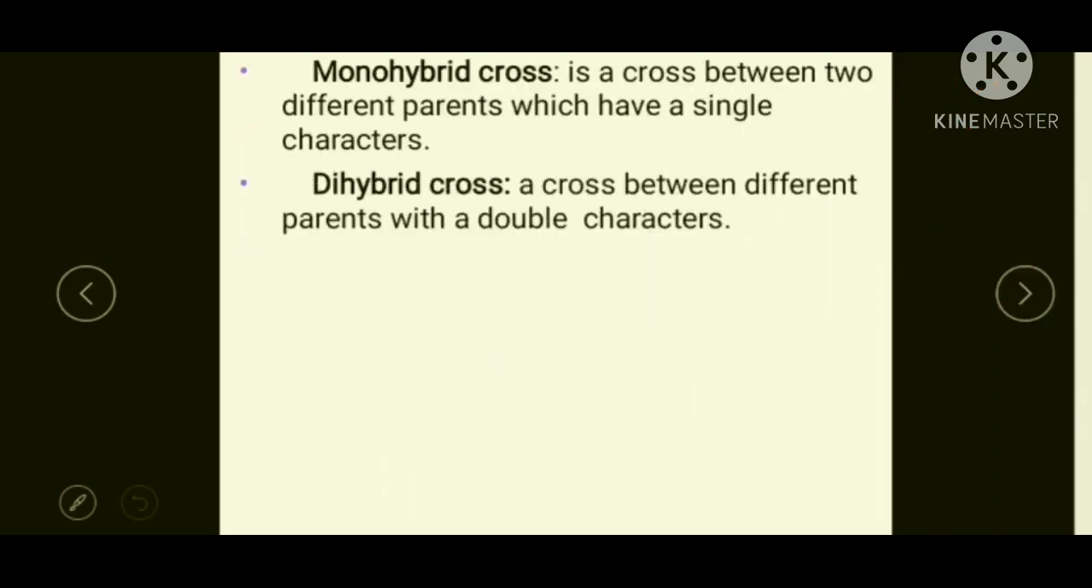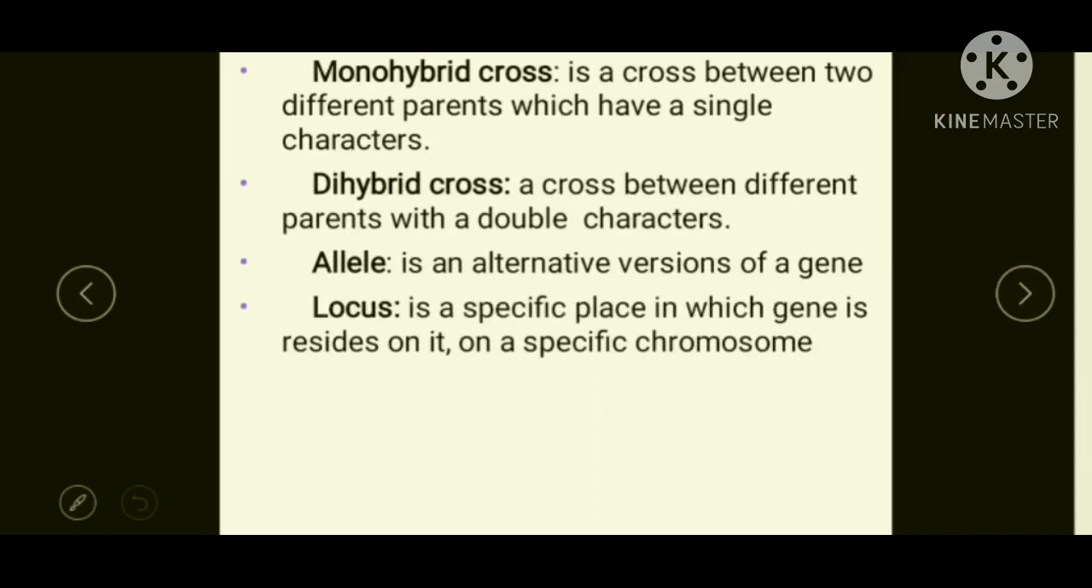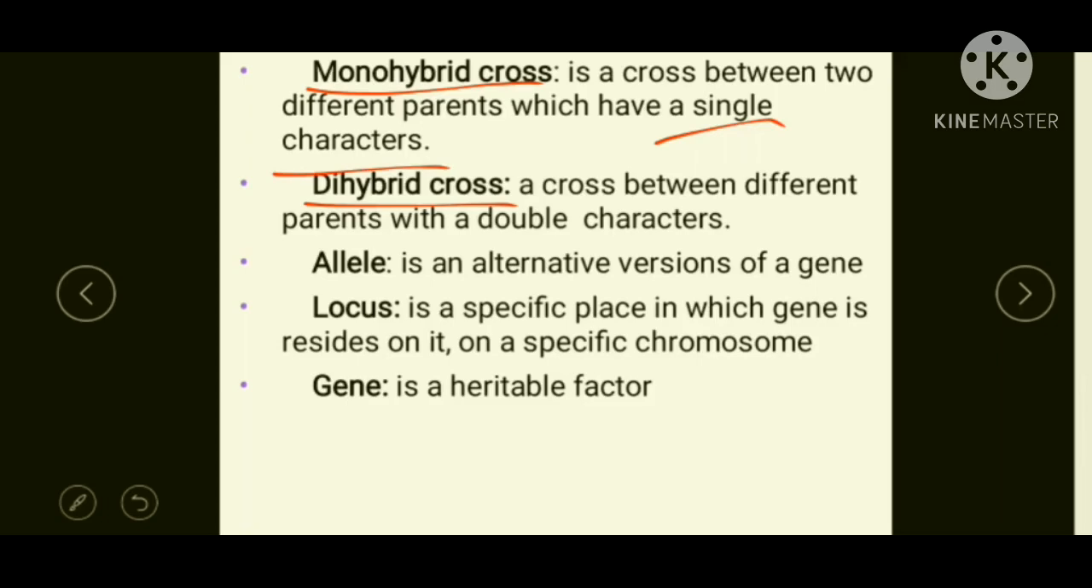The other important vocabulary is dihybrid cross and monohybrid cross. A monohybrid cross is a cross between two different parents which have a single character. When we say a single character, maybe it is plant height, flower color, or pod shape, but just individually. When we cross these characters individually, we can say it is a monohybrid cross.